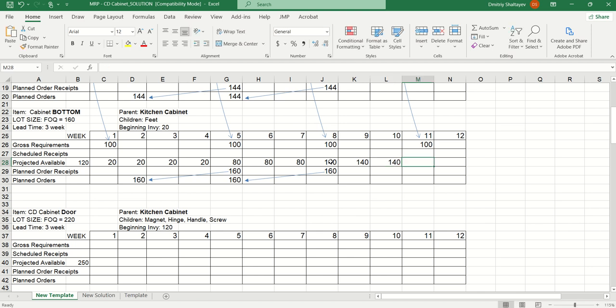Okay, cool. Week 11 comes along. Do I have enough? I do, right? I have 140 and I need to use only 100, which means that I don't plan to receive any produced bottoms in week number 11. I just use 100 from the existing inventory, which leaves me with only 40 sitting in the warehouse, right? And this 40 also is right here, okay?